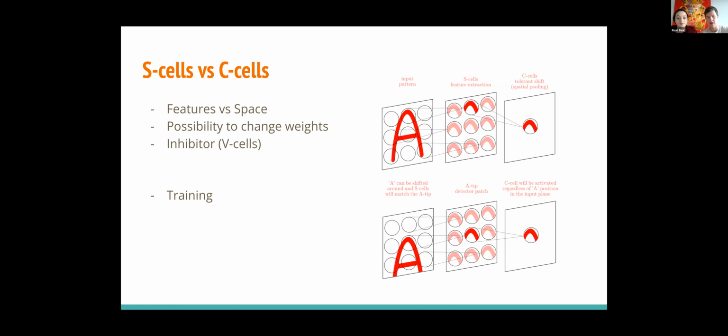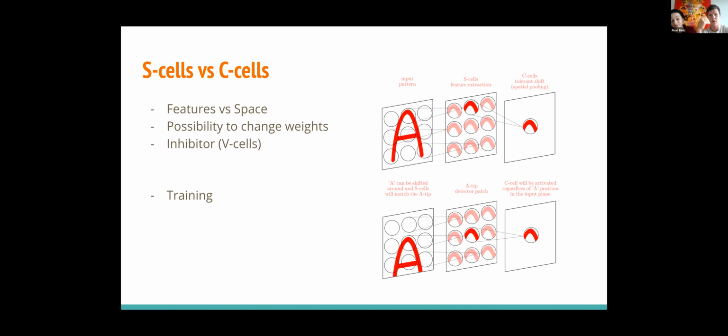Another difference between the S cells and the C cells is that there's a possibility to change weights. So from the C cells to the S cells, there's actually a change in weight of how important the input of the C cells to the next S cell is. And the S cells have an inhibitor, which actually means that when the activity of the C cells isn't high enough, the inhibitor will come in and say, well, oh, S cell, you don't have to do anything, we'll just move on without you.